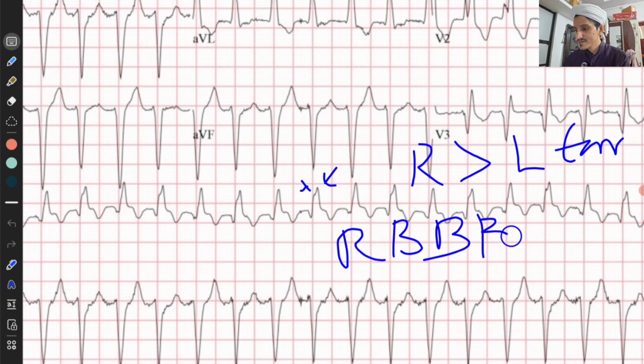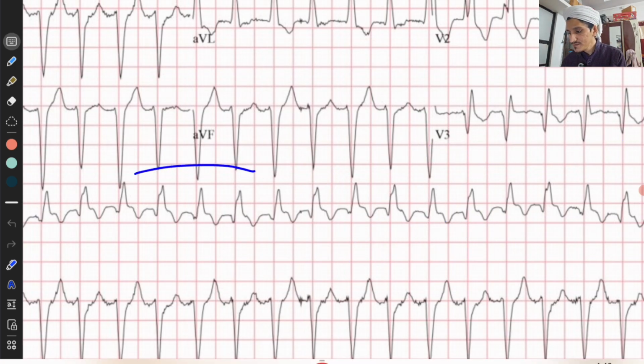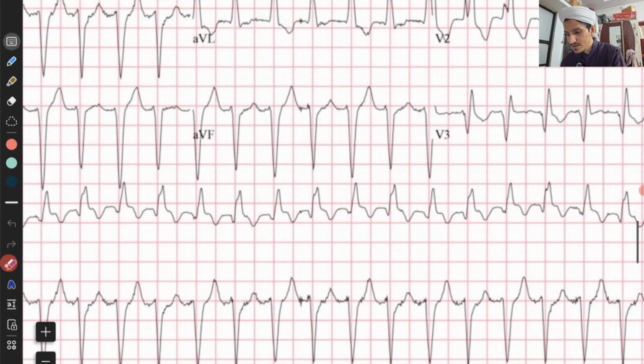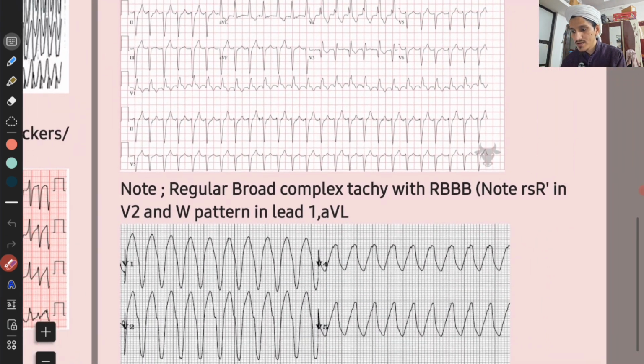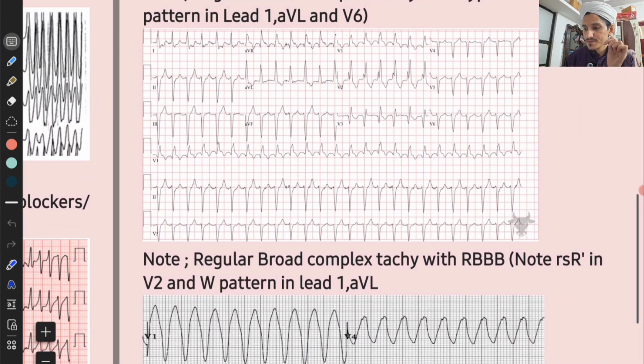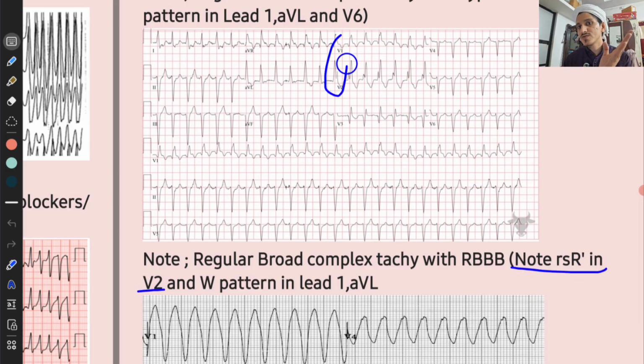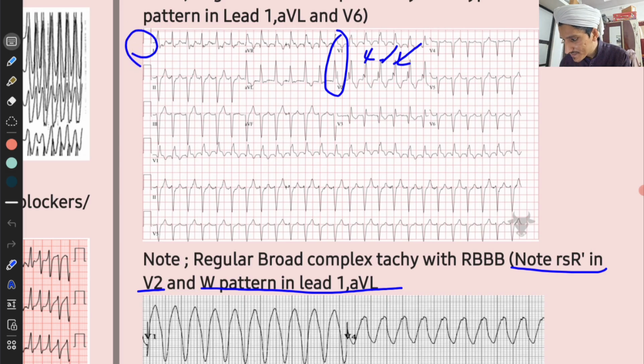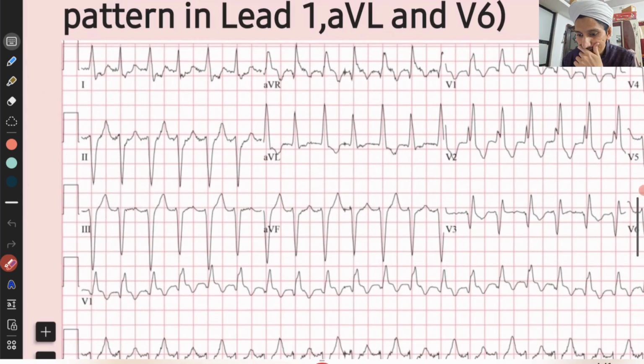Note the RSR dash in V2 or V1. So for RBBB you need to see V1 or V2. More appreciable here, see V2. The right ear of the rabbit is taller than the left ear. So that is right bundle branch block. And you can also see a W pattern in 1 and aVL. See lead 1, yes, you can see the W pattern here.